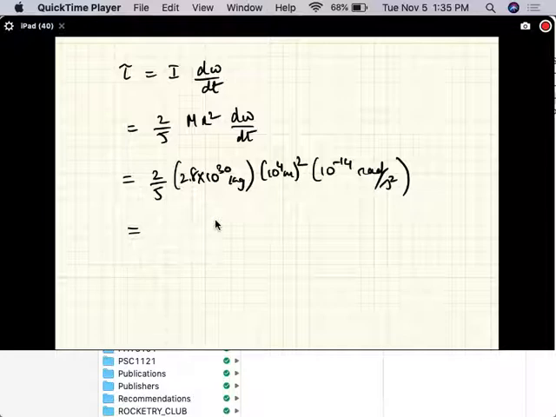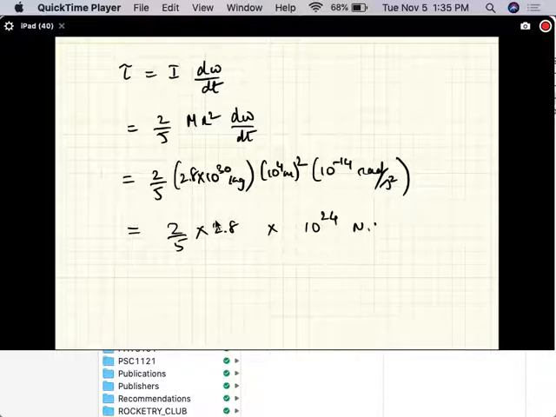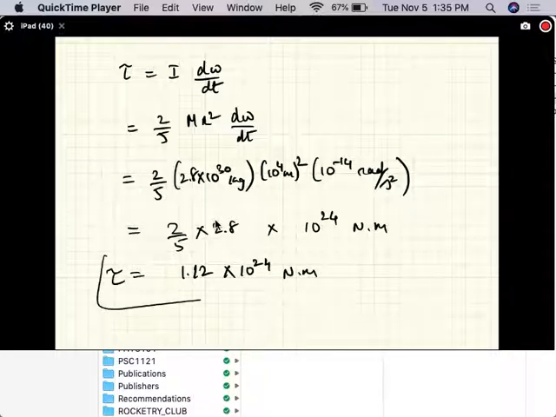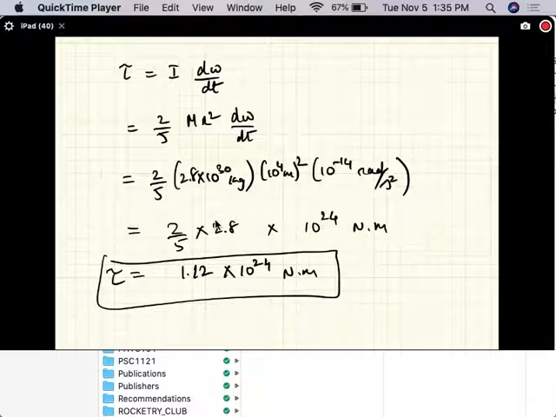So that's what this is. And again, let's take care of powers of 10: 30, 38, minus 14, 24. Okay. And torque, so this will work out to be in newton meters. Okay. All right.